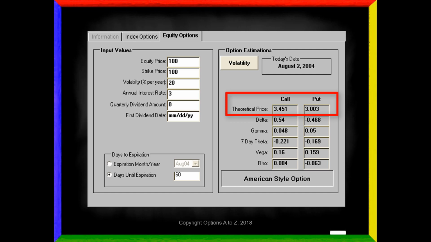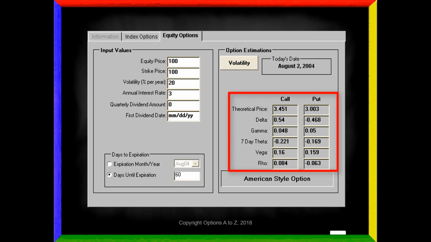So that's what we're looking at right here, what are called the theoretical prices. But take a look down below that. Delta, gamma, theta, vega, and rho. This model actually uses one that's called a 7-day theta, which is, loosely speaking, the theta multiplied by 7.